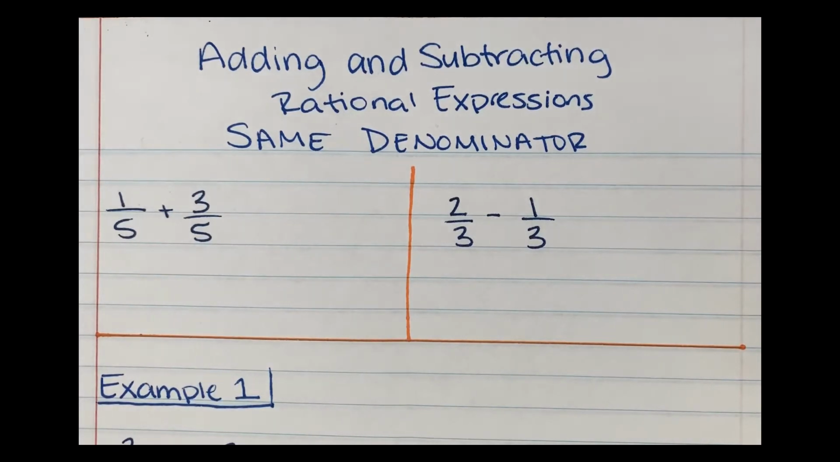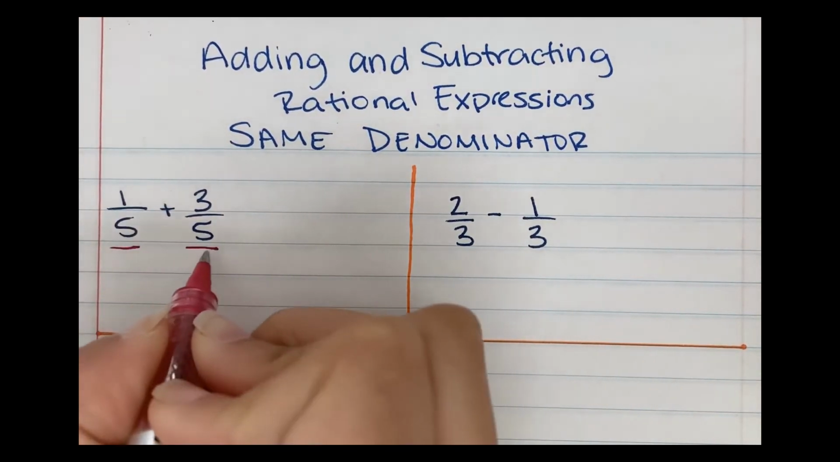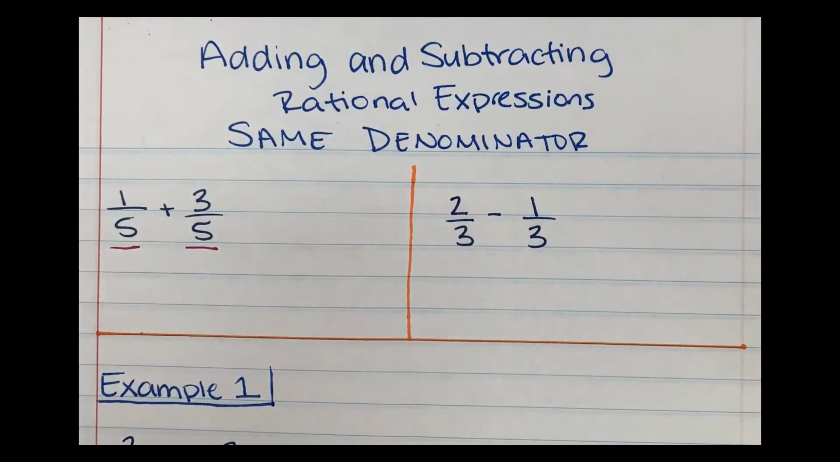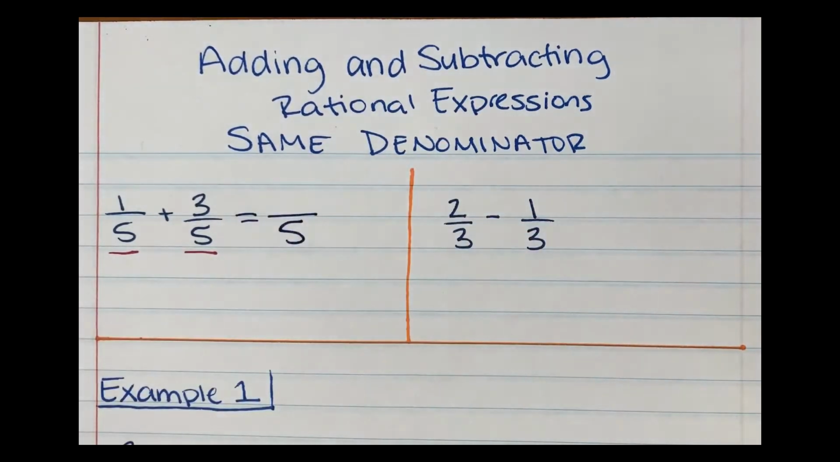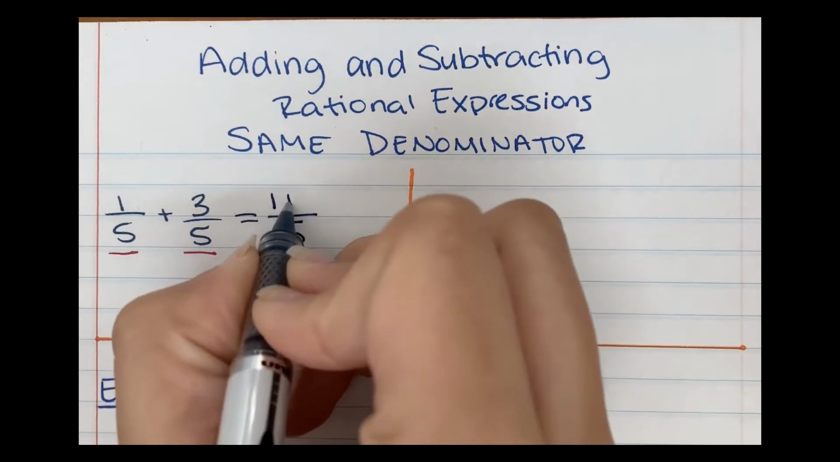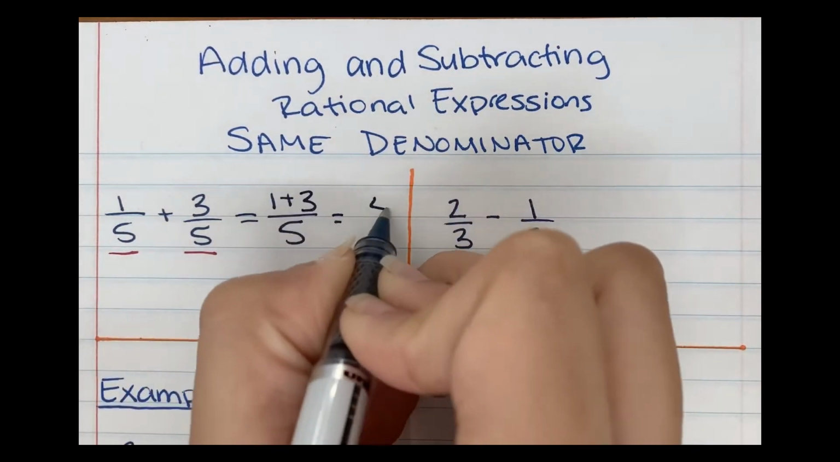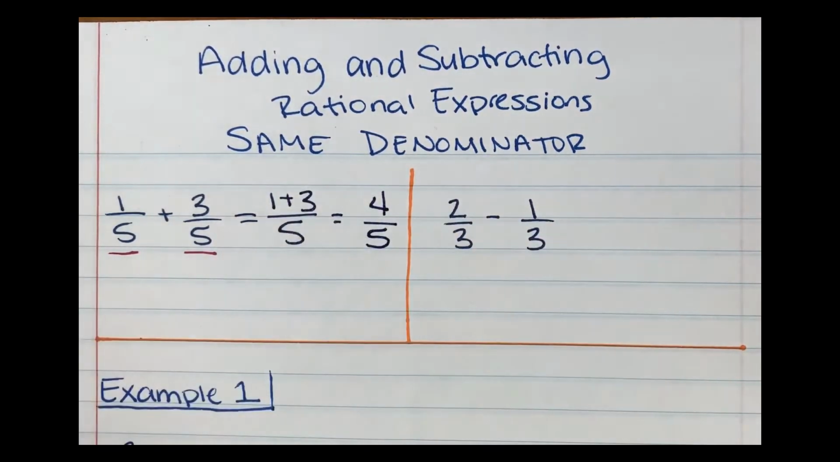So our first example is 1/5 plus 3/5. Notice that our denominators are the same. So our denominator in our answer is going to be the same. And then we just add what's on top. 1 plus 3, which is 4. So our answer would be 4/5.